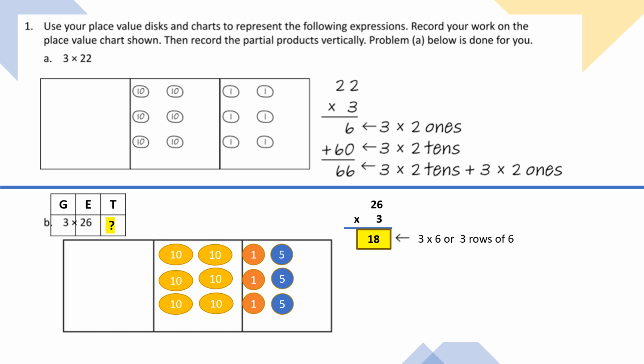Now let's look at the tens place. In the tens place, we have 3 rows of 20. That's represented when we multiply the 3 times the 2 in the tens place. 3 times 20, or 3 rows of 20, is 60.